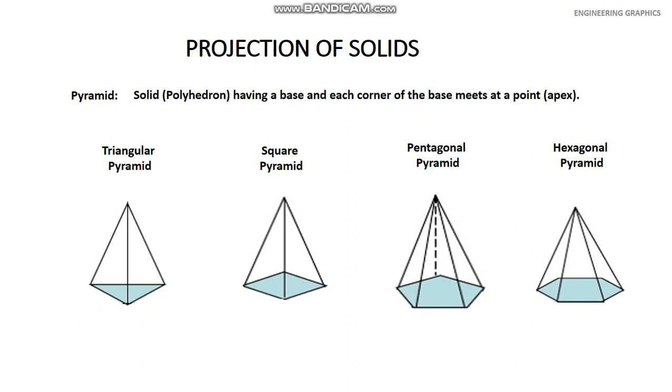In all these figures, we can see that the base is regular, whether it is triangular, square, pentagonal, or hexagonal, and each corner of the base is meeting at a point. So, this is the property of a pyramid.